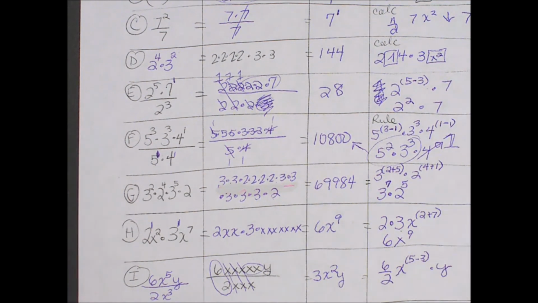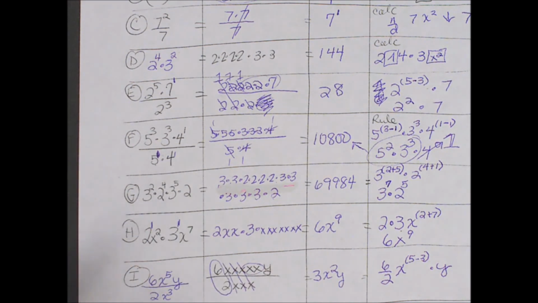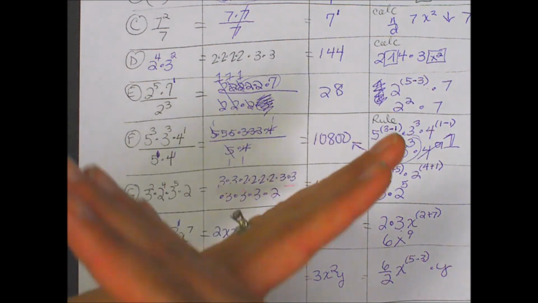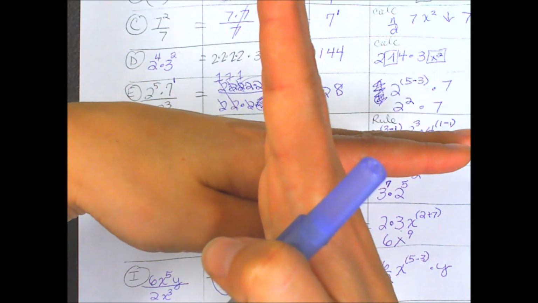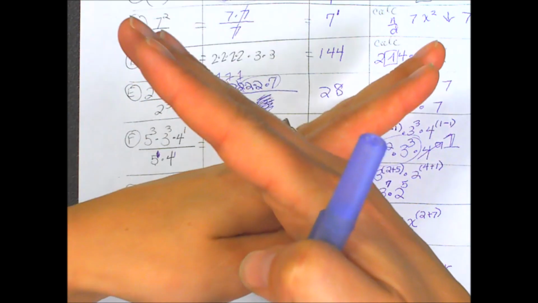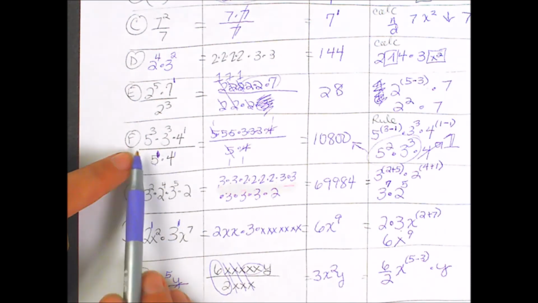Okay, these are the rules. And it's not that hard to remember. Division is subtraction. They're both lines. Multiplication is addition. When you multiply like bases, you add the exponents. When you divide like bases, you subtract them.